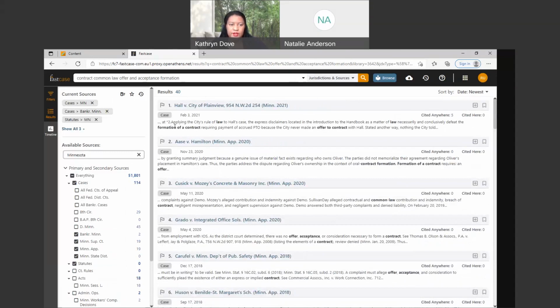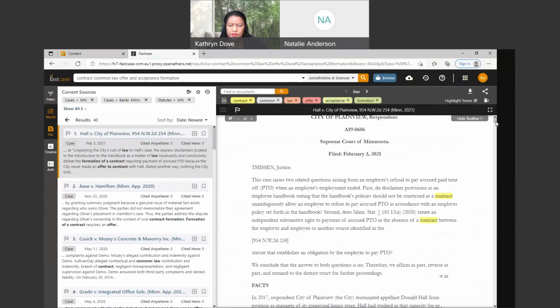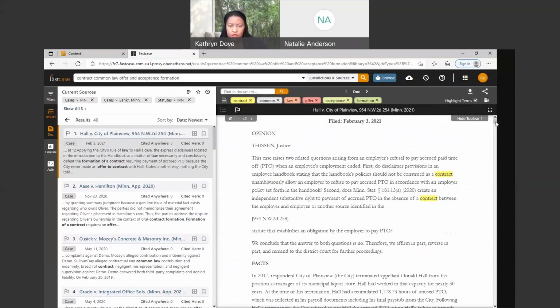Let me see what the summary tells me. This case, applying the city's rule of law, the express disclaimers located in the introduction of the handbook as a matter of law, conclusively defeated the formation of a contract requiring payment of accrued paid time off because the city never made an offer to contract. So this would be a case about offer and acceptance, offer to contract, and it looks like it's within the area of employment law. The judge says this case raises two related questions arising from an employer's refusal to pay paid time off when an employee's employment ended.